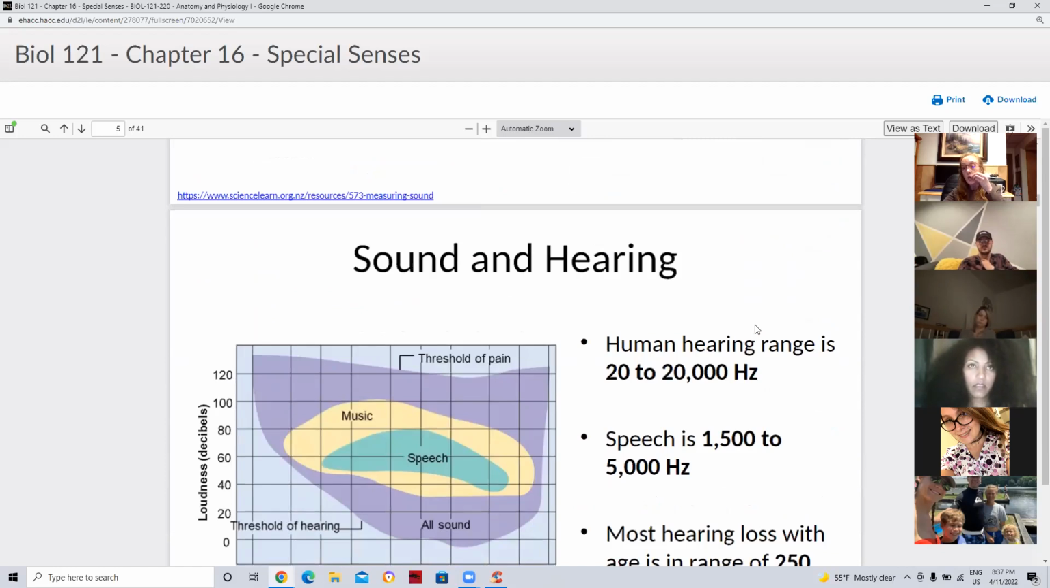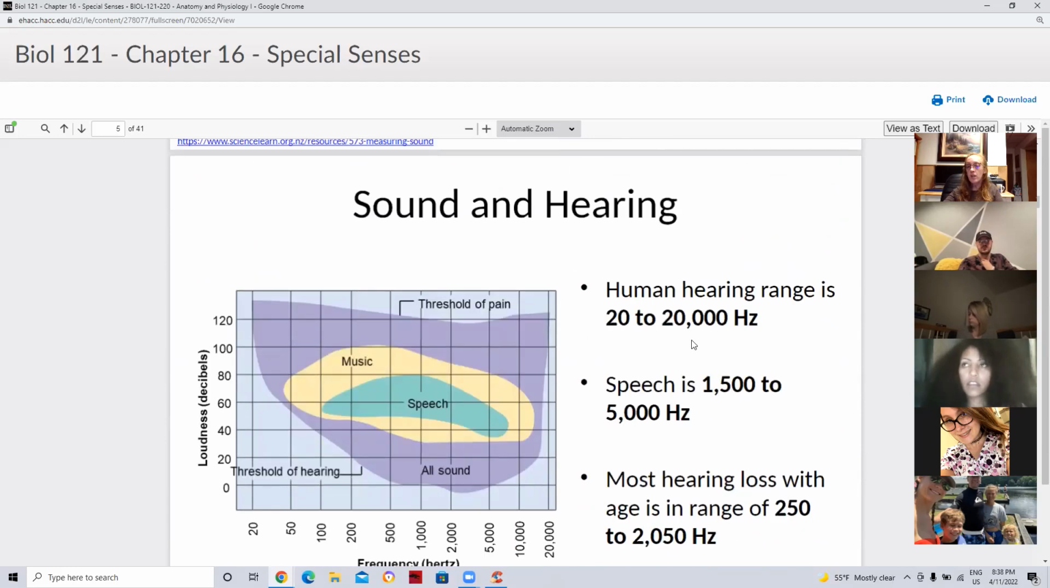Normal hearing range is between 20 to 20,000 hertz. Speech is 1,500 to 5,000 hertz.